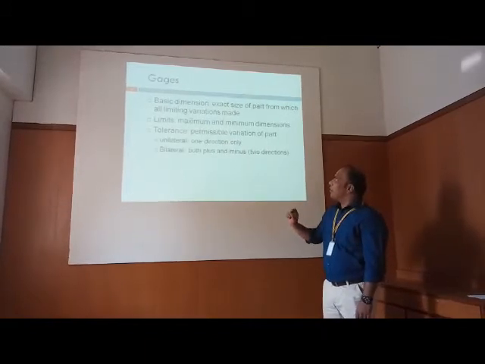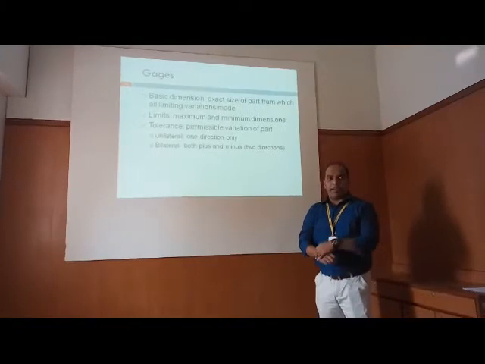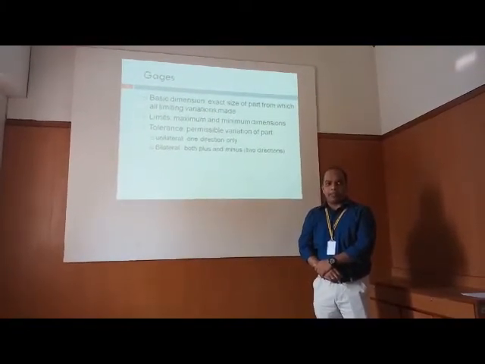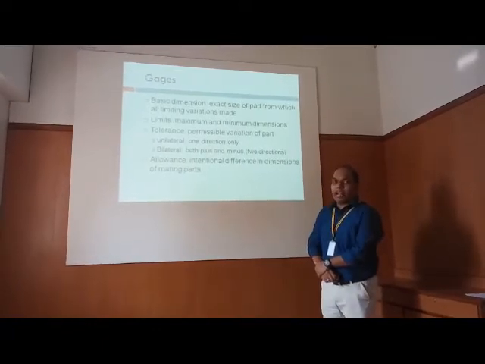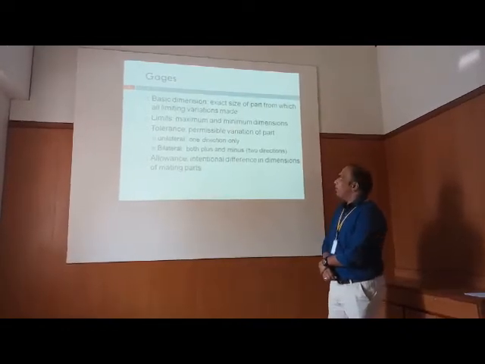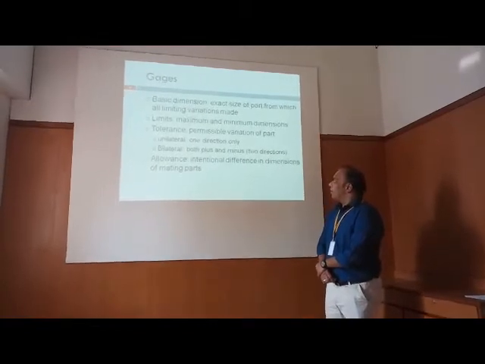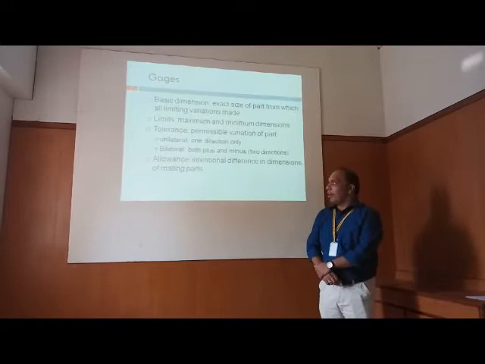Next, tolerance is a permissible variation of a part, where it is divided into two parts. The first is unilateral and the second is bilateral, where unilateral is one direction only and bilateral is both plus and minus. And the next is allowance. The intentional difference in dimensions of mating parts is called allowance.